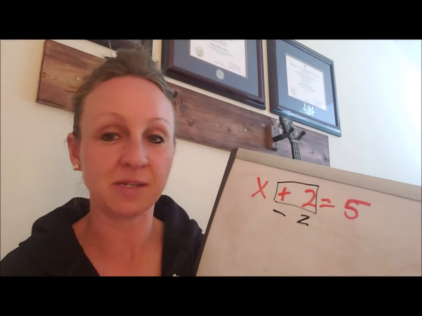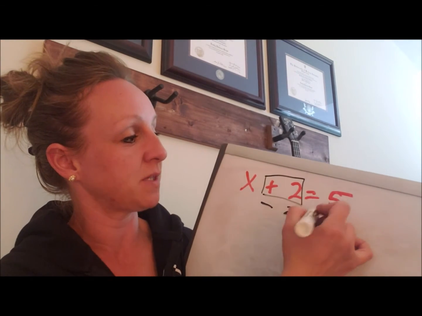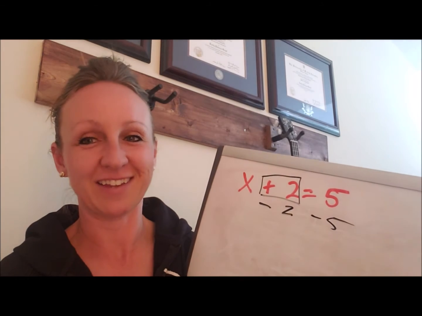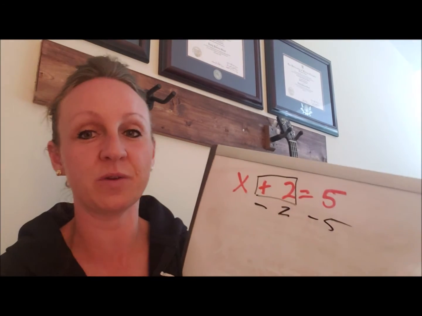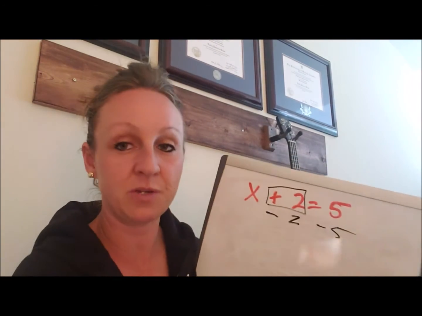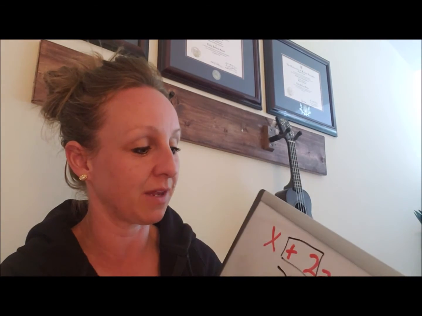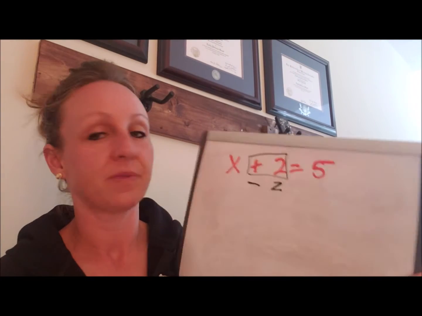I've seen kids in the past who say, okay, I'm going to do the opposite, negative 2, the opposite of 5 is negative 5. Can't do that. That doesn't work, because you can see negative 2 and negative 5 are different numbers. That would be doing different things to the question, and we can't do that.